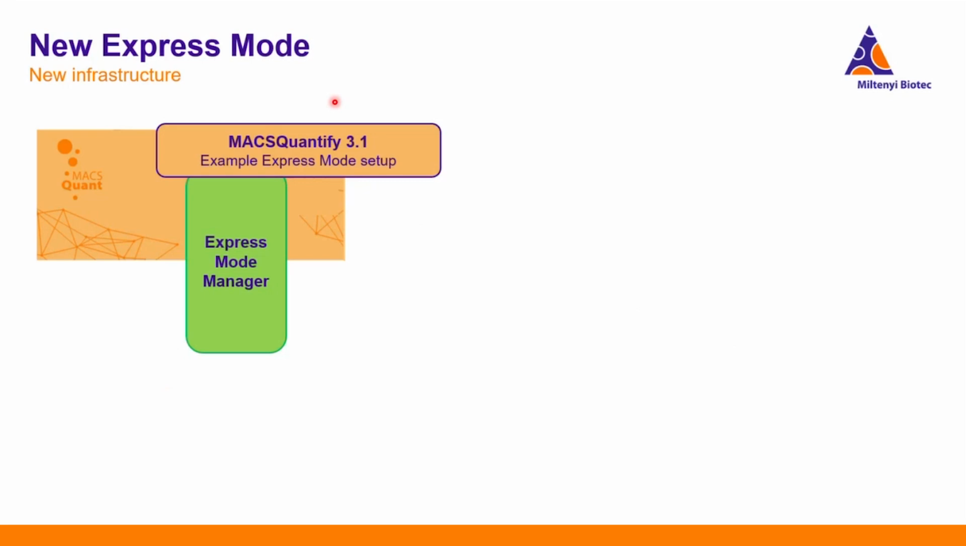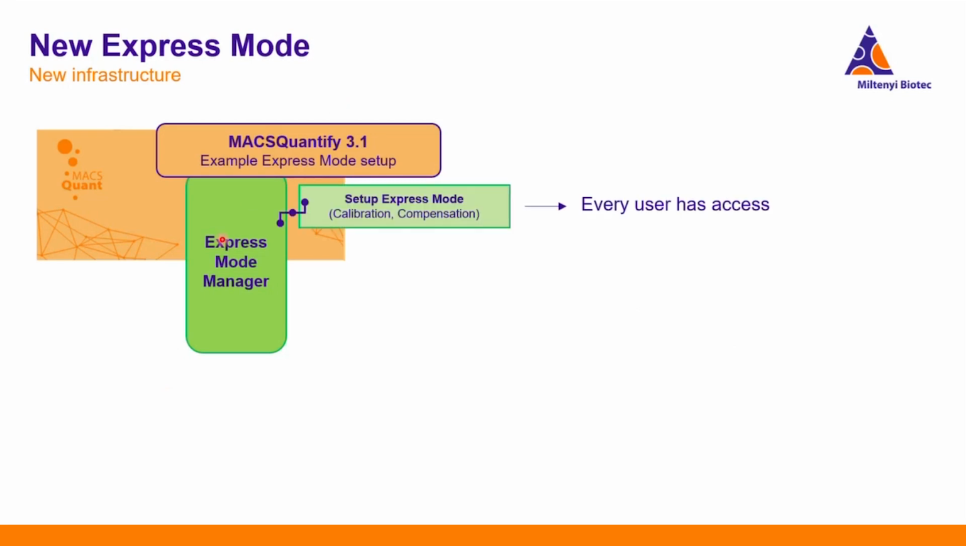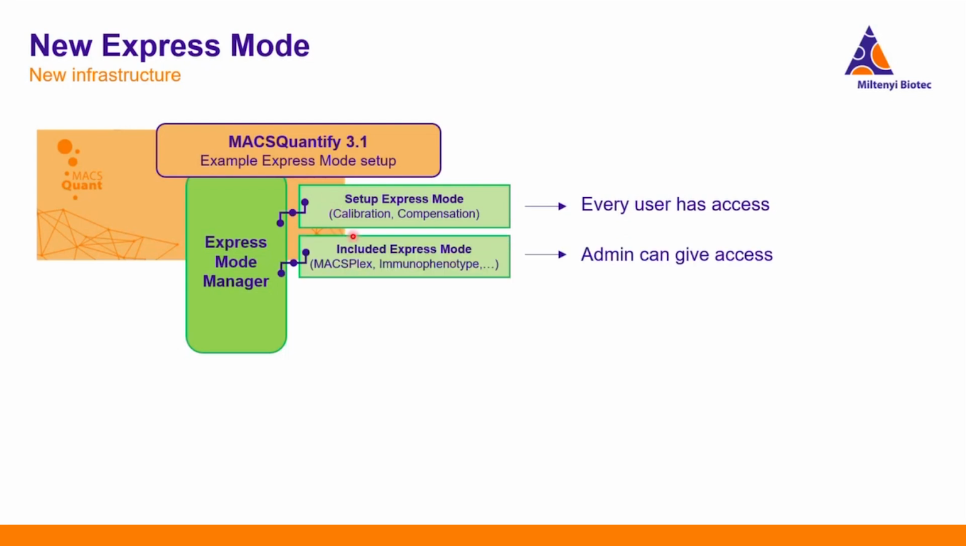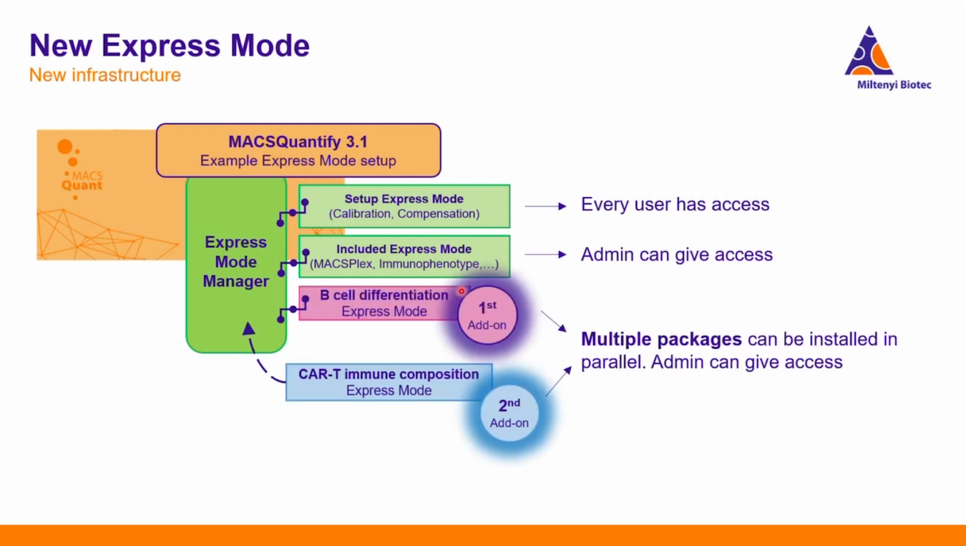There is a new infrastructure in this software version, and we separate between setup express modes that every user can do, like calibration. Then we have the included express modes. Here now the admin needs to give access to the users if they want to have access, and this is like immunophenotyping, MACSPlex, stuff like this. And then we have the add-on packages. And the brand new thing here is that you can now install multiple packages at the same time. This is a great improvement. You can install them at the same time, and then the admin can choose who has access where.